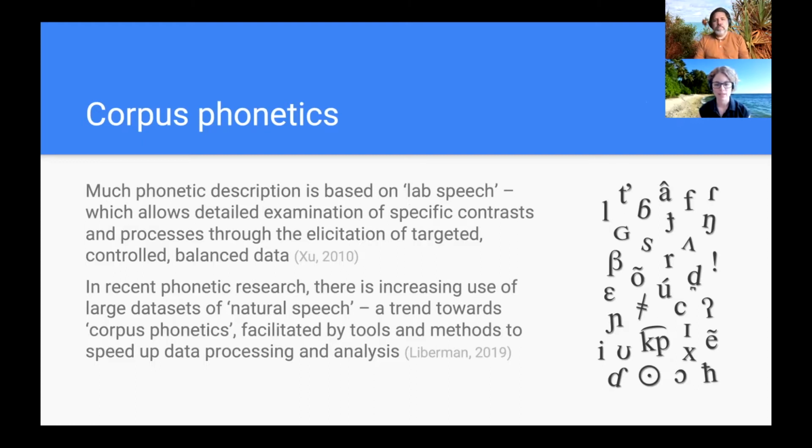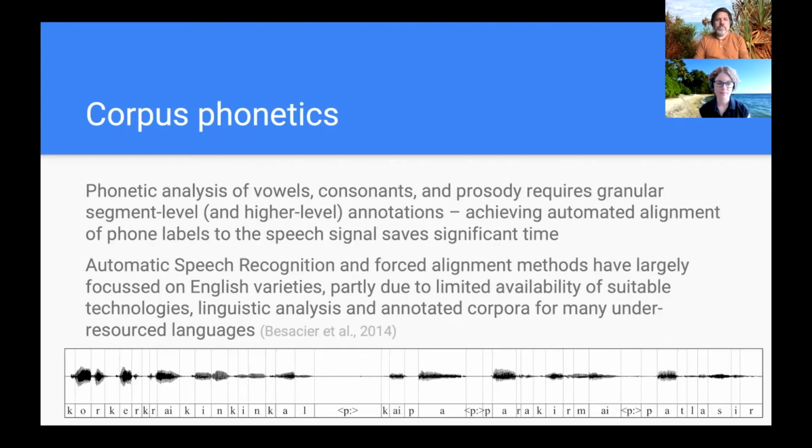And this has been facilitated by the development of tools and methods that allow us to speed up data processing and analysis. Phonetic analysis of vowels and of consonants and prosody requires quite granular segment level as well as higher level annotations. And these can be extremely time consuming to undertake manually. So achieving automated alignment of phone labels to the speech signals saves an enormous amount of time and significantly increases the possibilities for analyses that can be undertaken.